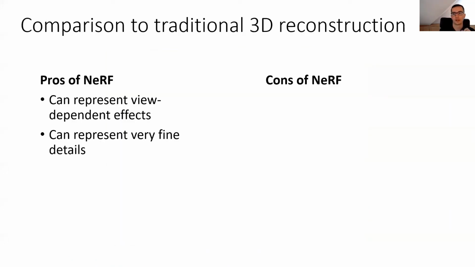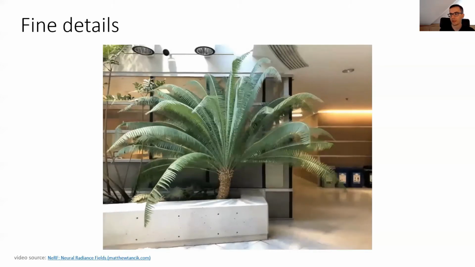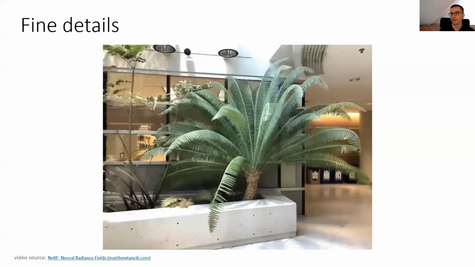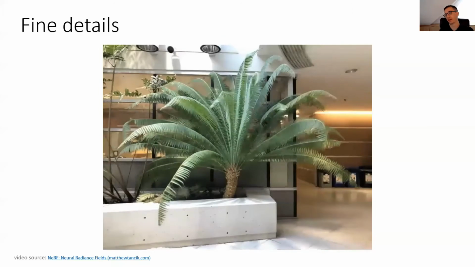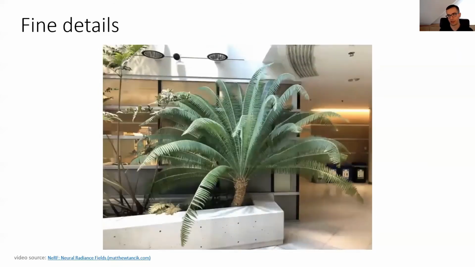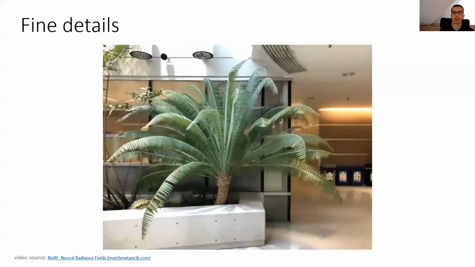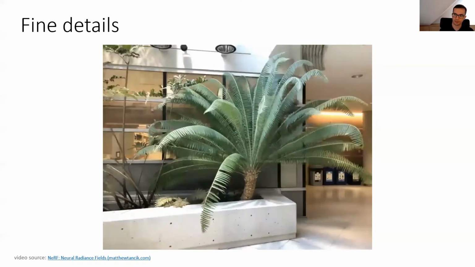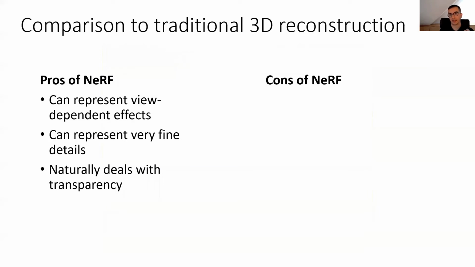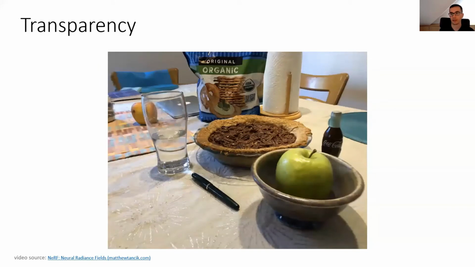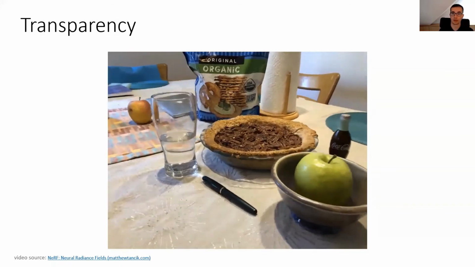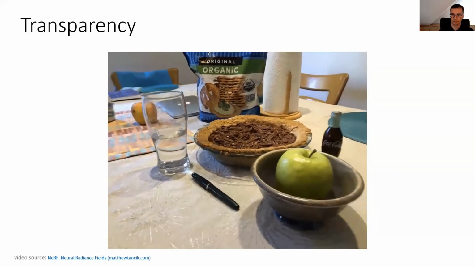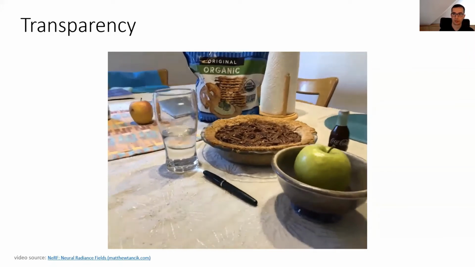Second of all, NeRF can represent very fine details. For example, here, the leaves of this fern are very, very thin. If this was a mesh, you would need a separate thin part of the mesh for every single leaf. That would be very hard to generate, yet very possible with NeRF's volumetric rendering approach. Yet another one is that, thanks again to volume rendering, NeRF deals naturally with transparency. Here, you can see that the laptop and the apple are clearly visible through the glass. And again, super hard using traditional approaches.